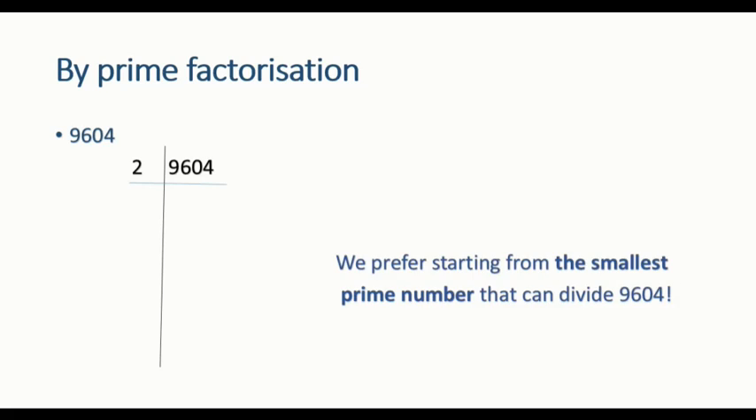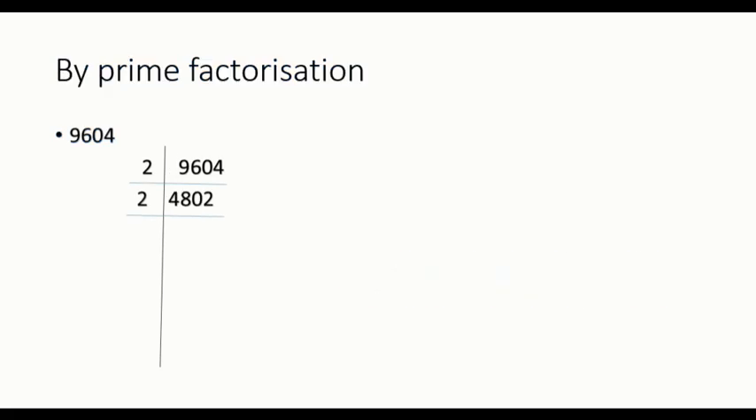So dividing 9604 by 2, we get 4802. Further dividing it by 2, what do we get? 2401. And now dividing this 2401 by 7 as a prime number, what do we get? 343. Further dividing it by 7, we get 49. Dividing it by 7 again, it gives us 7. Ultimately, we have the answer as 1.